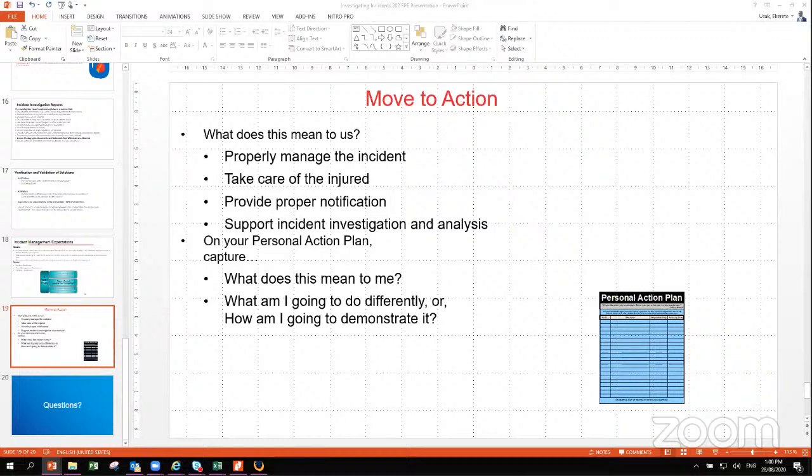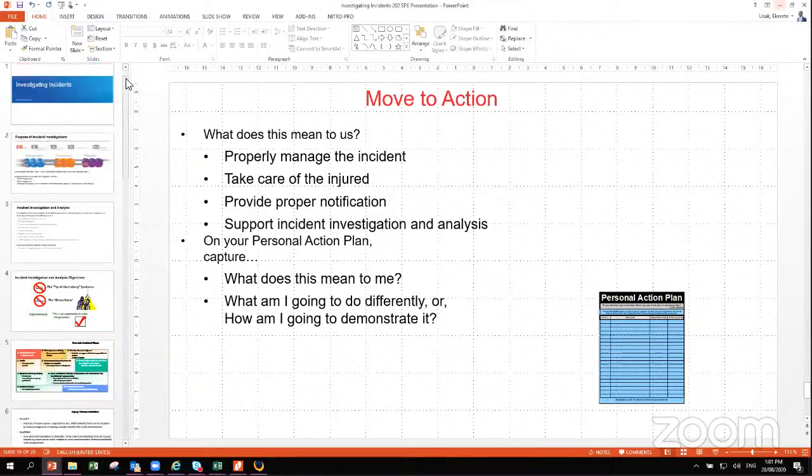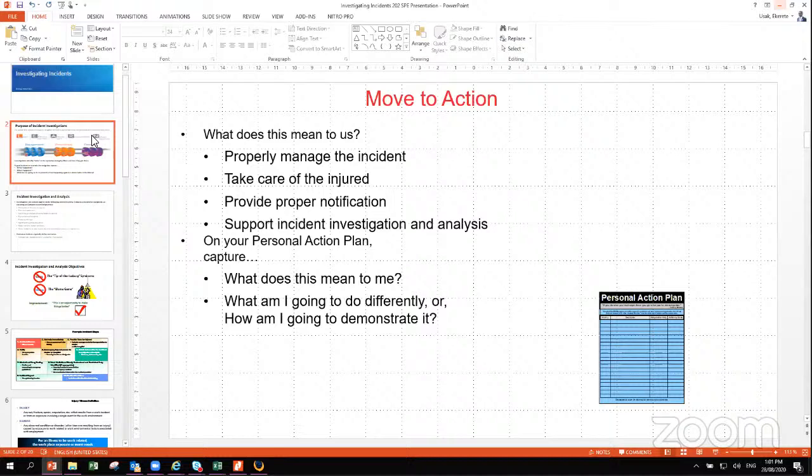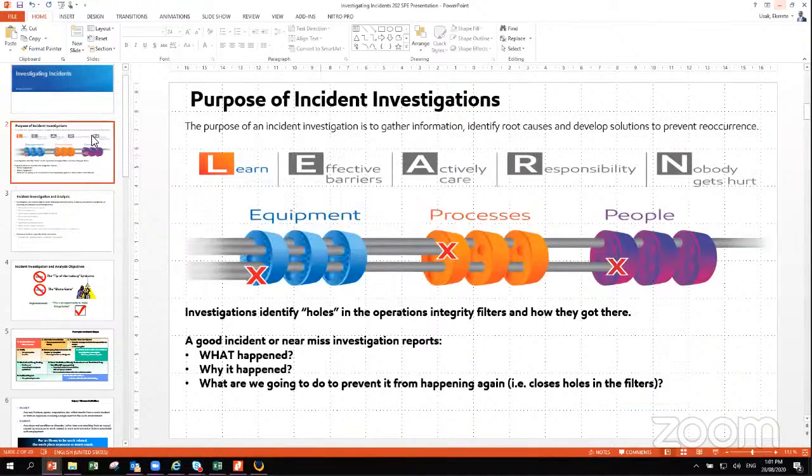Okay, thank you very much, sir. I have another question. Can you quickly go to your LEARN slide? That was slide 2. So you highlighted equipment, processes, and people as key factors of people getting injured. I wanted to ask, what about natural occurrences, external things that we really do not have control over? When we are trying to analyze things like that, where exactly do we put them?